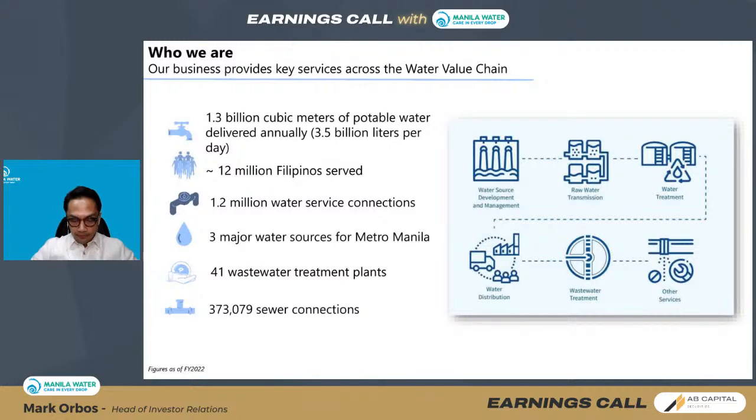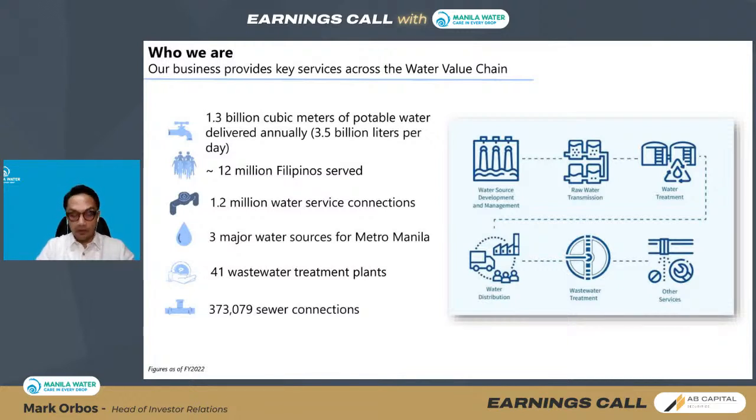Going further, Manila Water is an operator and business builder of water and wastewater assets. Our business provides key services across the water value chain, as illustrated in the right portion of the slide. The water value chain covers the different processes, operations, and infrastructure necessary to harness, treat, and distribute water to communities and businesses. Equally important, the water value chain involves the proper treatment of wastewater before it is discharged back to the environment.